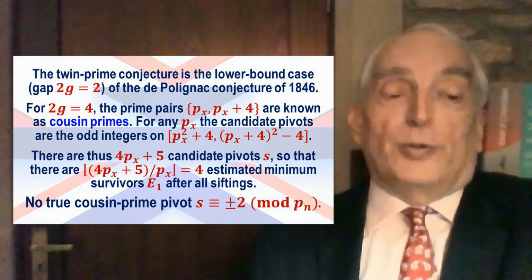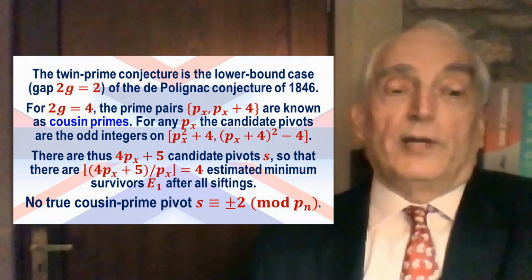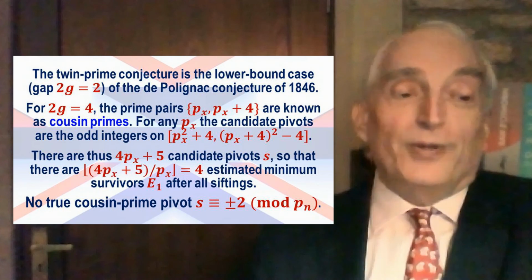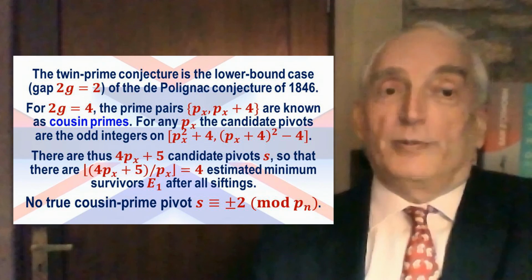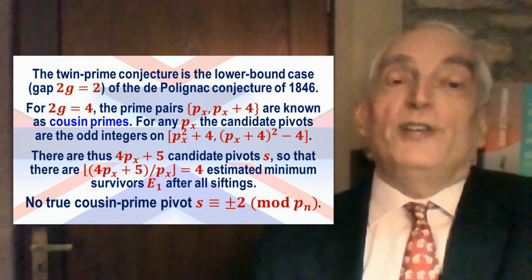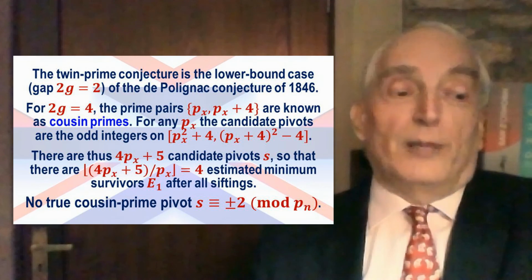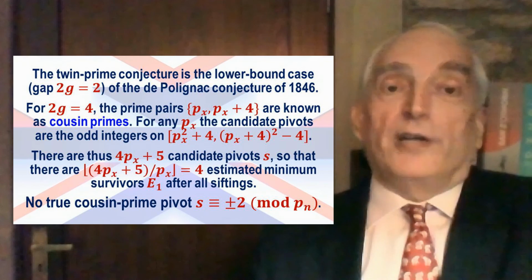Now, as we saw, the twin prime conjecture is the lower bound case, the gap 2g equals 2, of the de Polignac conjecture of 1846. The gap is just 2 between the twin primes. For 2g equals 4, the gap between the primes is 4, and these are known as cousin primes.